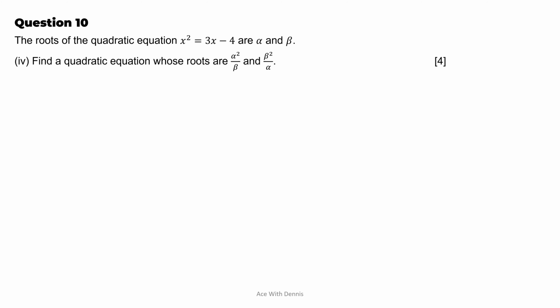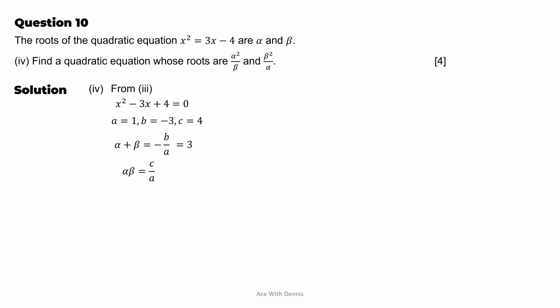Part 4. Find a quadratic equation whose roots are alpha squared over beta and beta squared over alpha. 4 marks. Here is the solution. From part 3, the equation can be rearranged to be x squared minus 3x plus 4 equal to 0, where a is 1, b is negative 3, and c is 4. The sum of roots alpha plus beta is negative b over a, which is 3. The product of roots alpha times beta equals c over a, which is 4.